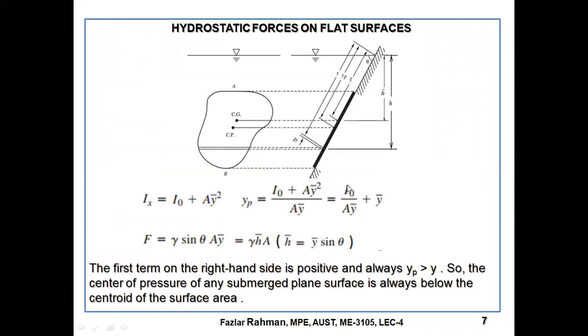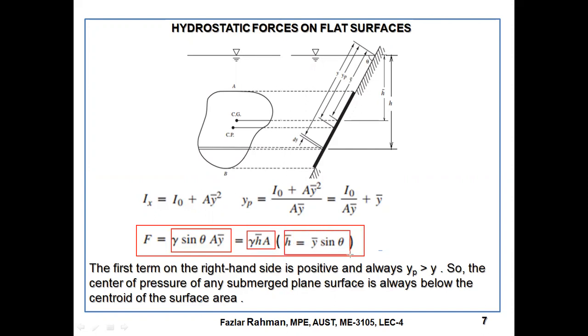So right over here, so far we found two equations. Number one, we found the force. What will be the force on the object? This is the formula. Either you can use this one or you can use this one. Same thing. You just need to apply the trigonometry of sine theta and cos theta over here. And what is the location of the center of pressure?